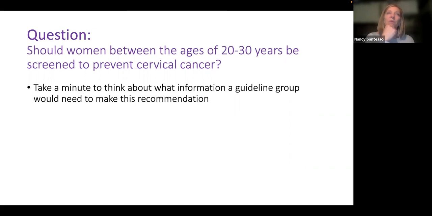Now, if I can just get you for a minute or so, just to think about, if we were part of the guideline group, what type of information would we need to be able to decide whether we should be screening at the age of 20 to 30 years? So just take a minute to think about what information you might gather together for your guideline group.